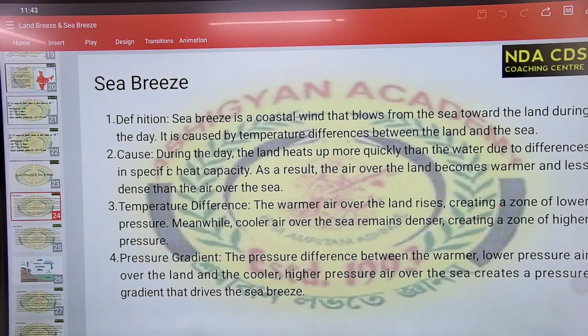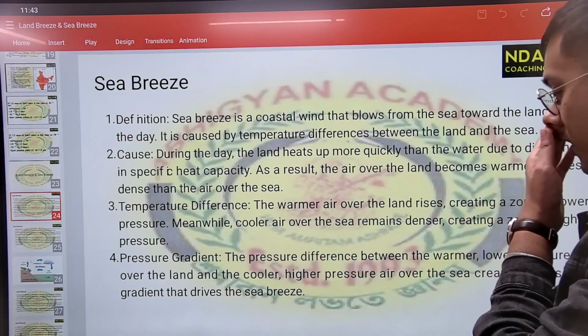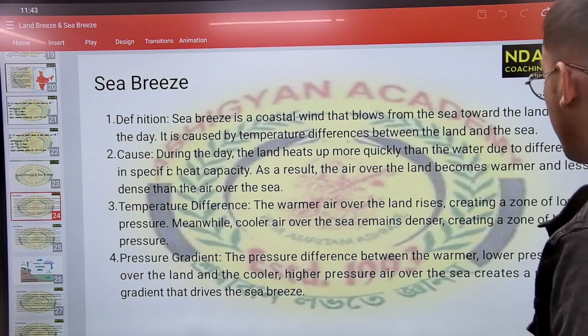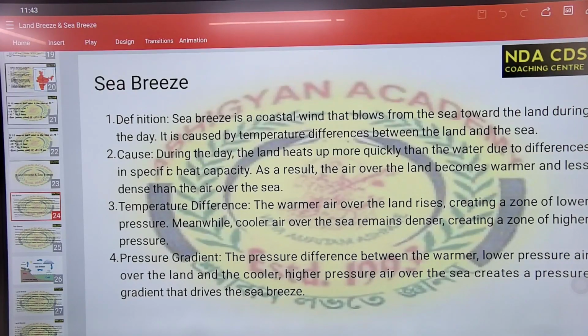The warmer air over the land rises, creating a zone of lower pressure. Meanwhile, cooler air over the sea remains denser, creating a zone of high pressure. The pressure difference between the warmer, lower air pressure over the land and the cooler, high pressure area over the sea creates a pressure gradient that drives the sea breeze.